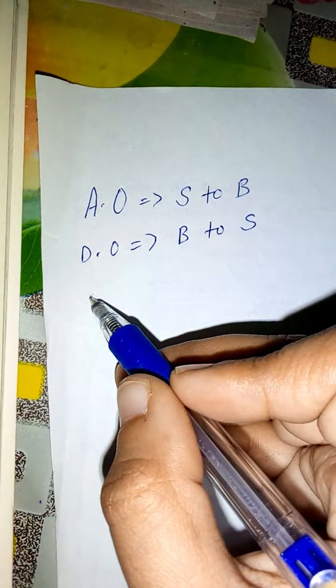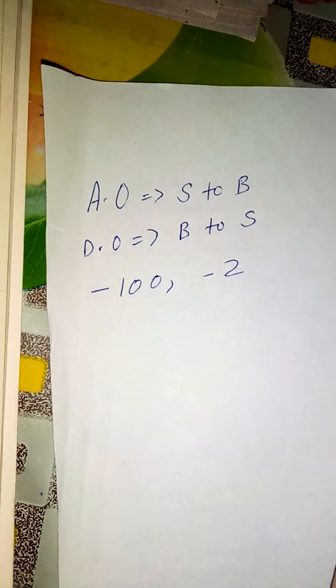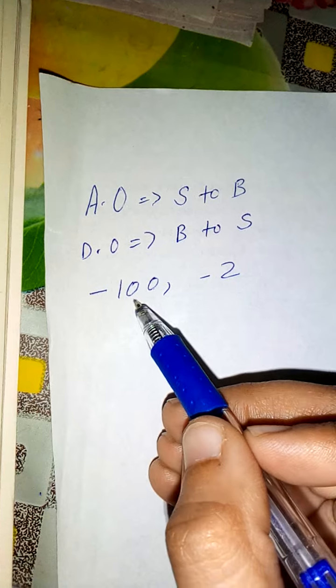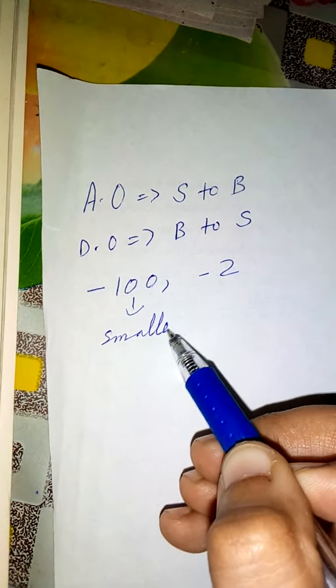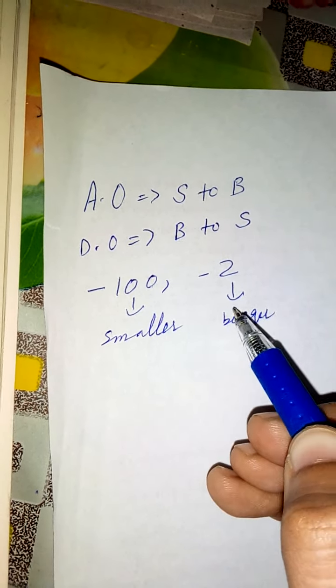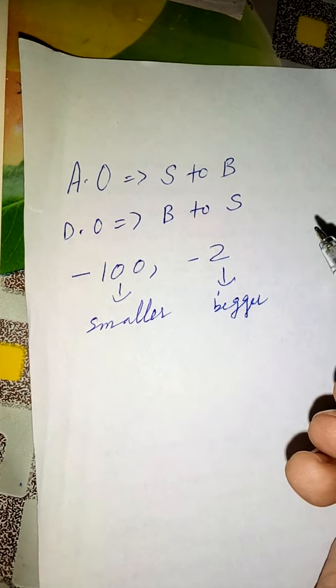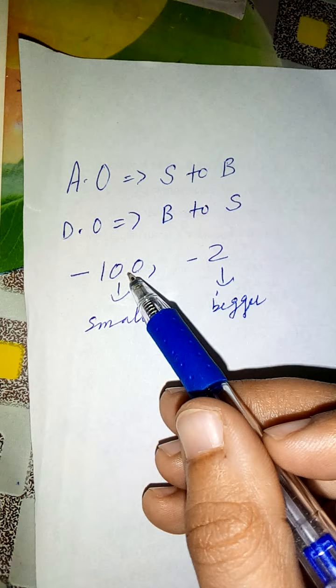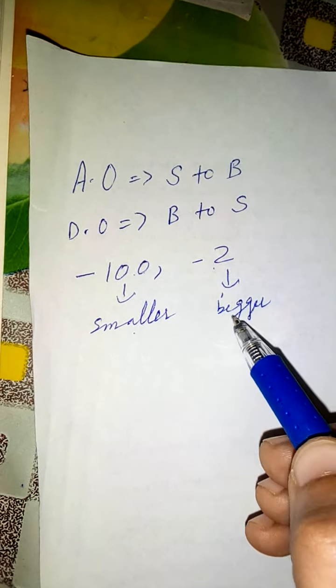But if we have negative numbers, negative integers, we always take the bigger one as the smaller number, and the smallest number will become the bigger number. When we are comparing negative integers with positive integers, we always take the bigger number. The bigger number will become the smaller number, and the smaller number will become the bigger number.